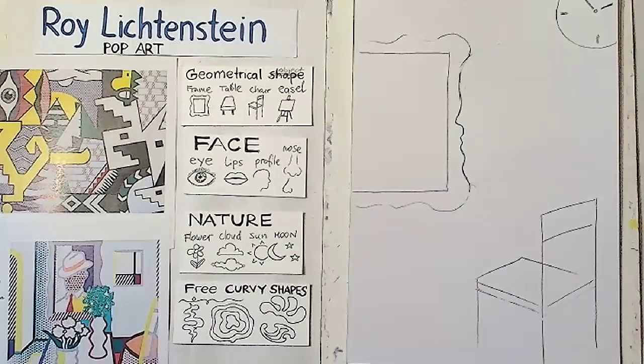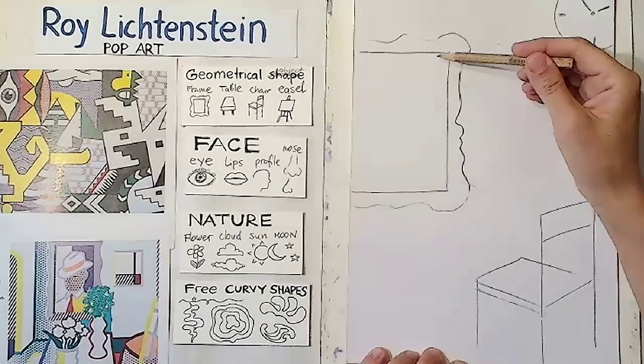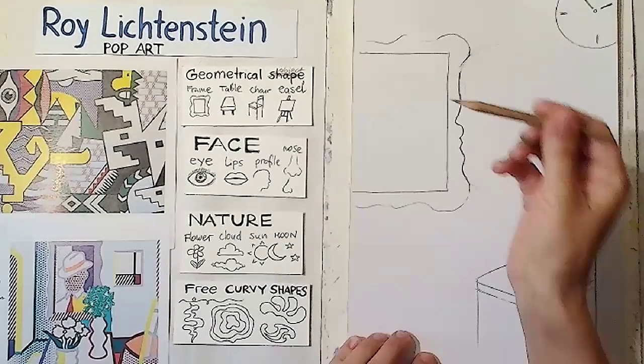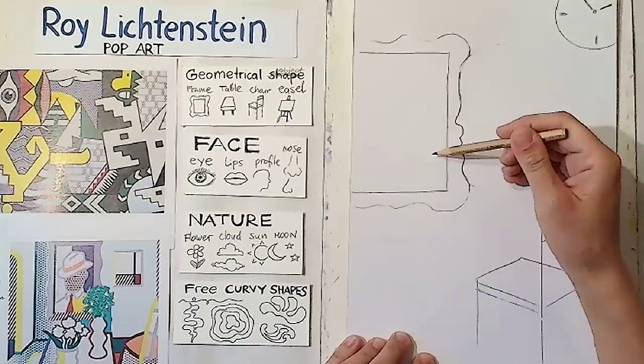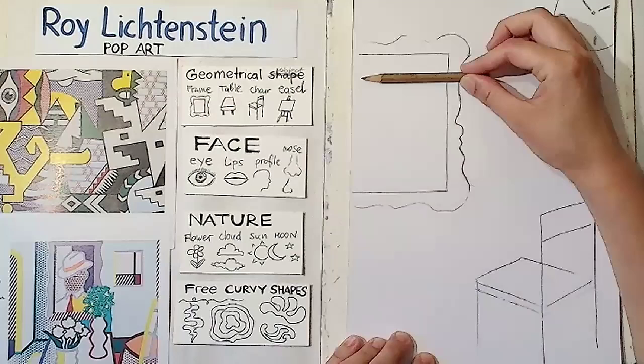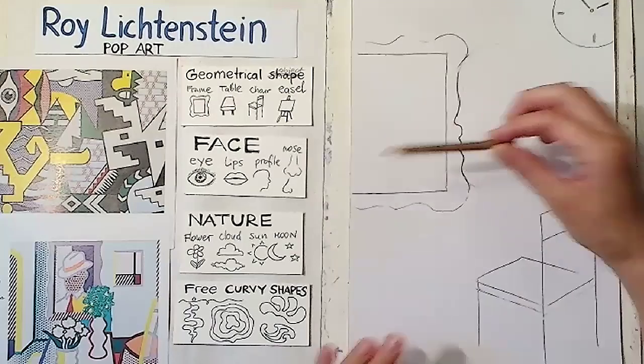I'm thinking how to place them. I can place maybe a half-looking eye and half-looking lips, but maybe I put the lips on top and the eyes on the bottom. And then it will be a bit more weird.